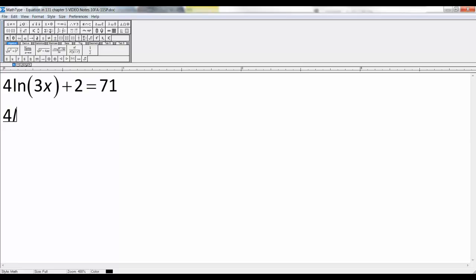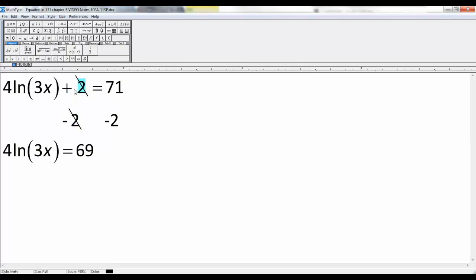Now, what we're going to do is get the logarithm part by itself. So the first thing I'm doing, oops, I should probably clarify, the first thing I'm doing is subtracting 2 from both sides. So that gets me 69 on the right. These are going to disappear, because 2 take away 2 is 0, so that's gone. Now, some students want to put the 4 up, but that would not be a wise move because you don't know how to solve a quartic equation like that.